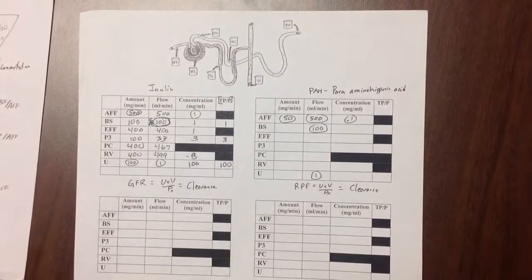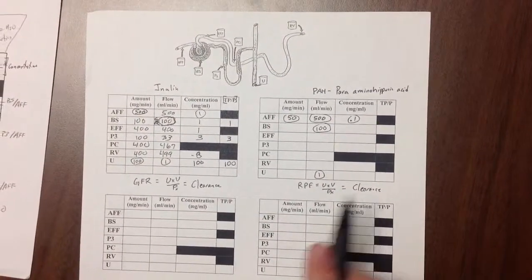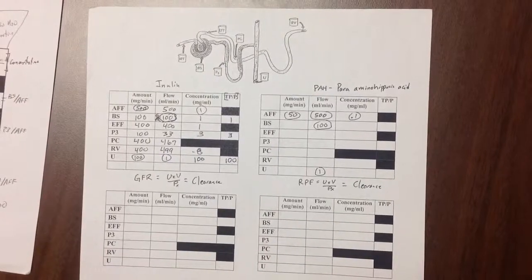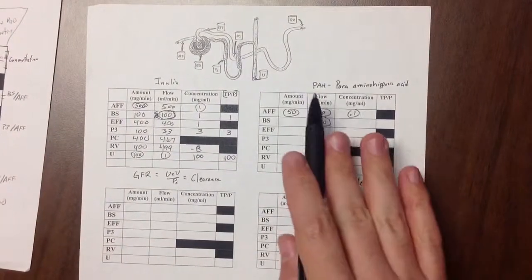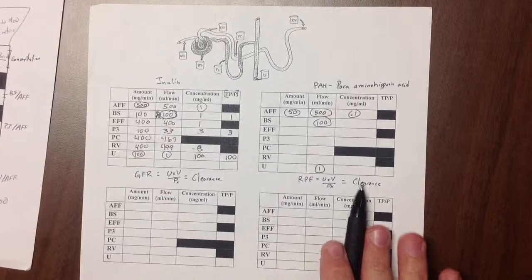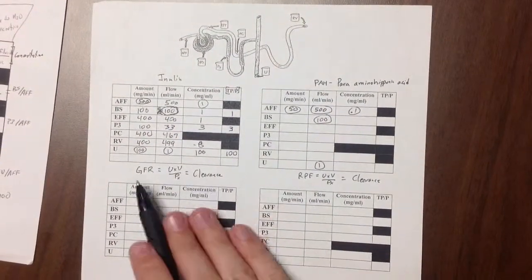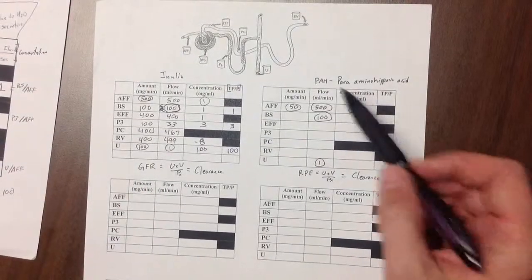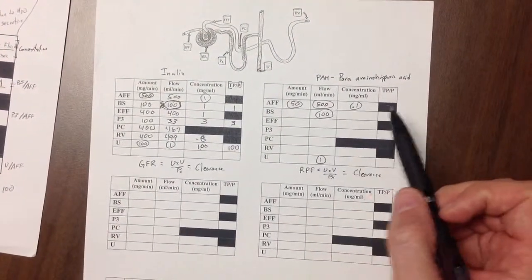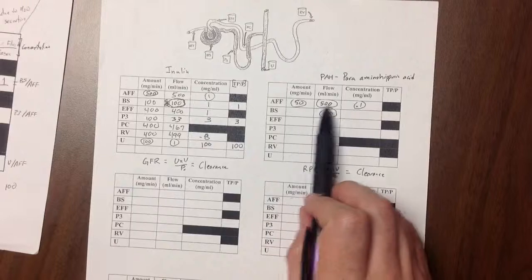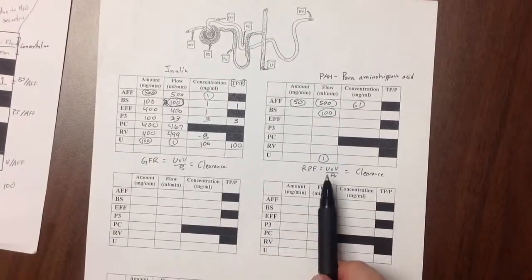PAH behaves differently than inulin, and we use it just because we can calculate renal plasma flow. We cannot calculate GFR. So you have to remember PAH, the clearance gives us renal plasma flow, and inulin or creatinine almost, the clearance gives us GFR. So let's look at PAH. With PAH, we start with some different numbers. We're given 50, 500, 100, 0.1, and 1.